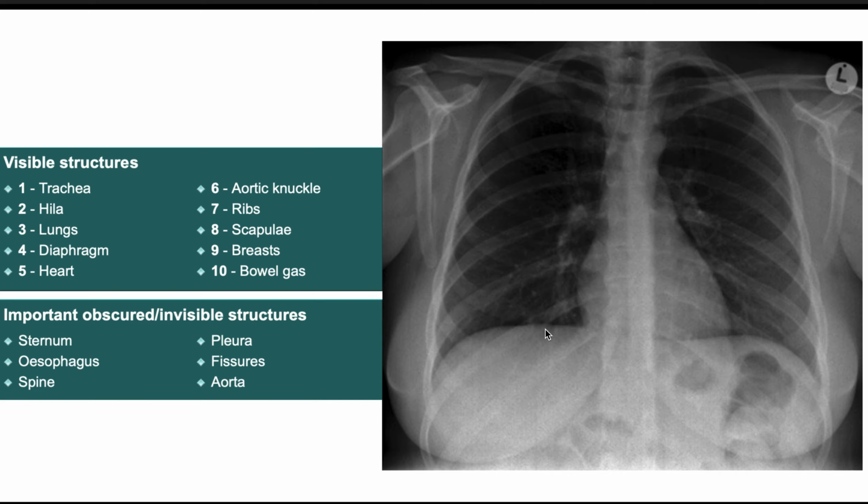You can see the hemidiaphragms on the bottom. The edges of the diaphragm are created by the liver, and you can see that the right diaphragm is usually more pushed up compared to the left diaphragm, and this is because the liver is pushing it up. The explanation for the left being lower is that the heart is pushing it down. Then you see the heart directly in the middle.